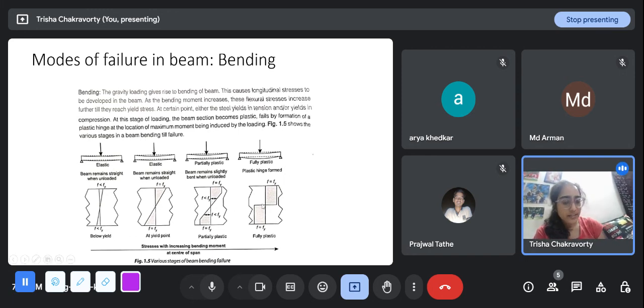And when a section is fully plastic, this part is in compression and entirely takes the Fy stress, and this part also takes Fy stress, but they are on opposite sides because this part is compression and this part is tension.